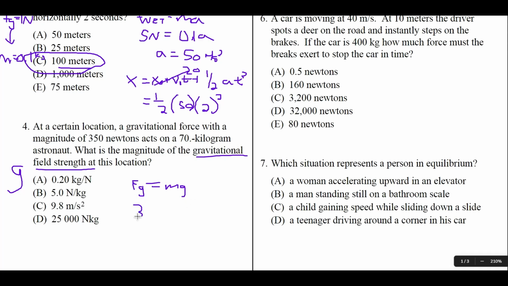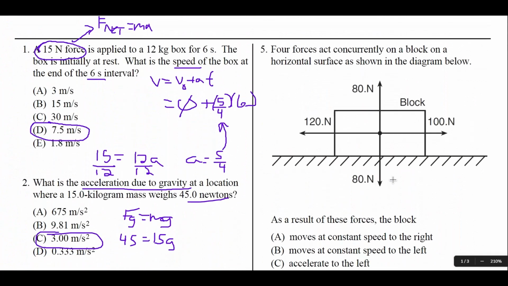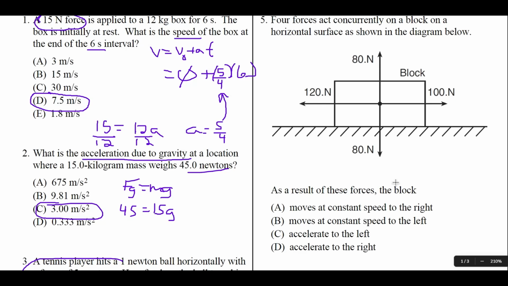We plug in the numbers, 350 and 70. And then we get that the answer is 5. Again, this unit is the same thing as meters per second squared, so they're interchangeable. All right, here's the next one. Pause video, work on it yourself. We'll go over it in a second.